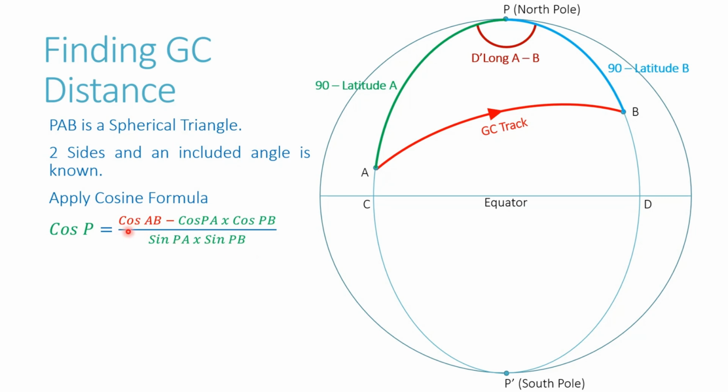The only unknown in this equation is side AB. That's why it is marked in red. So we put these values in the formula and we can easily calculate the value of side AB.